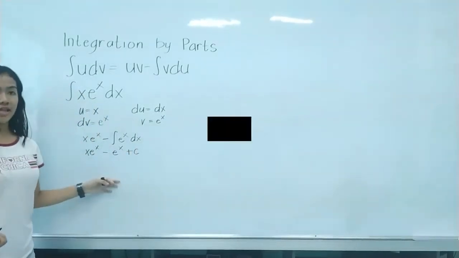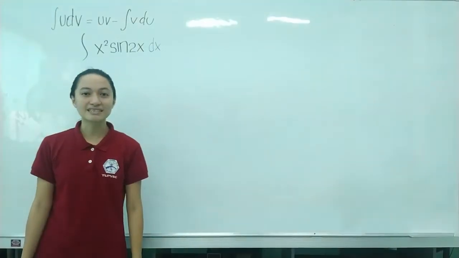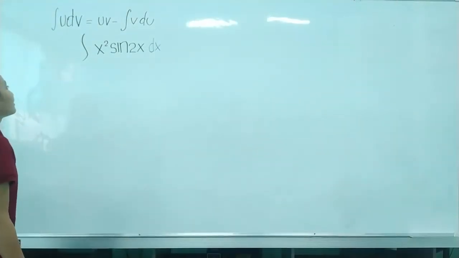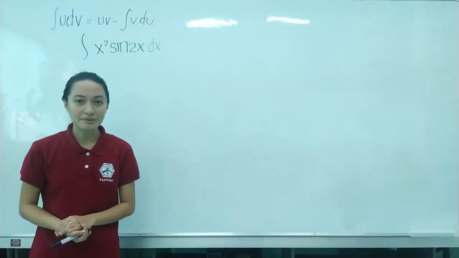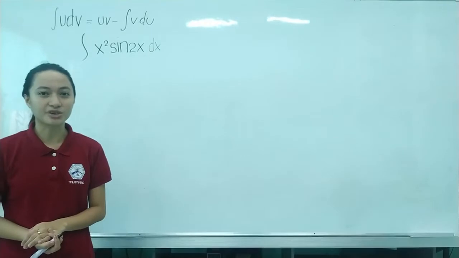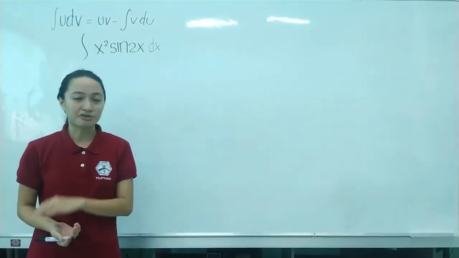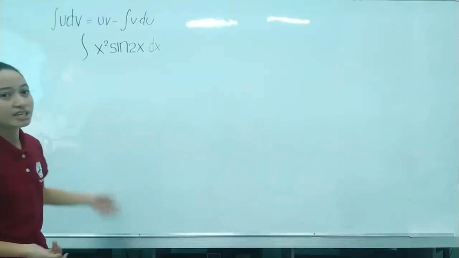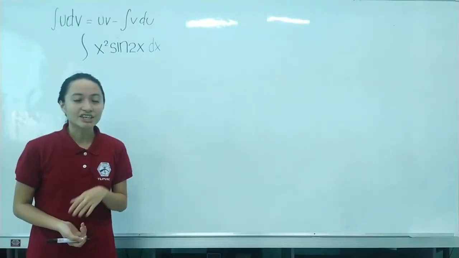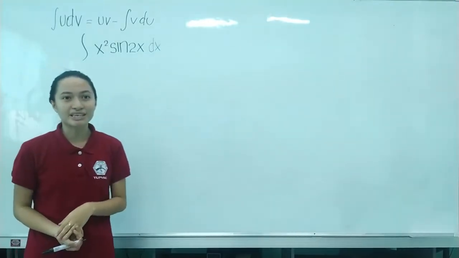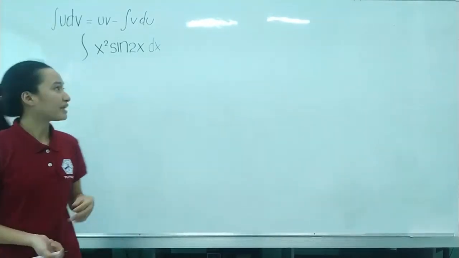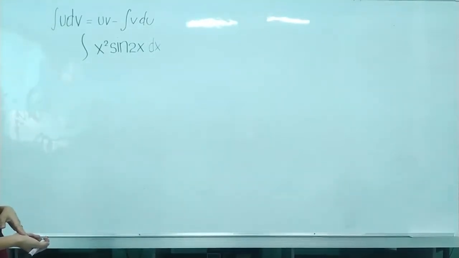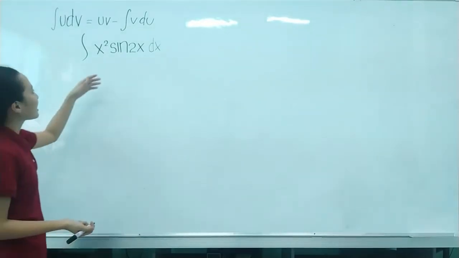in your final answer. For our second example, what is the integral of x squared sine 2x dx? So our first step is to identify our u and dv. As a rule of thumb, whichever factor comes first in our integrand and gets simpler when you take the derivative of it, make that your u. So here, we have x squared sine 2x.